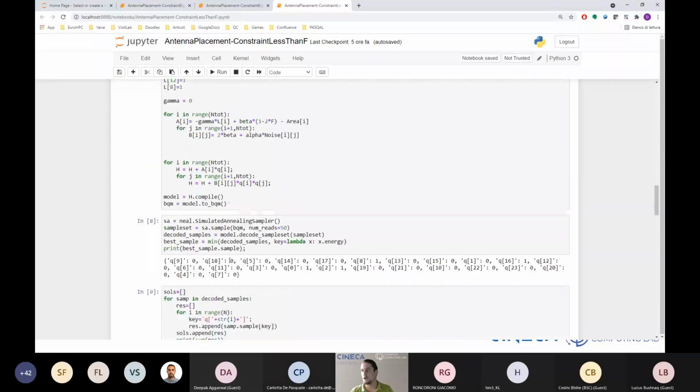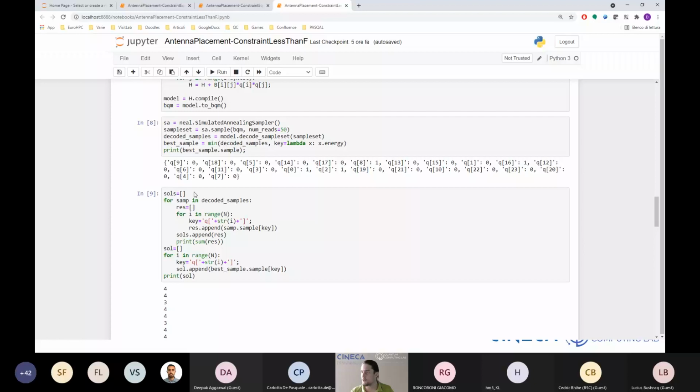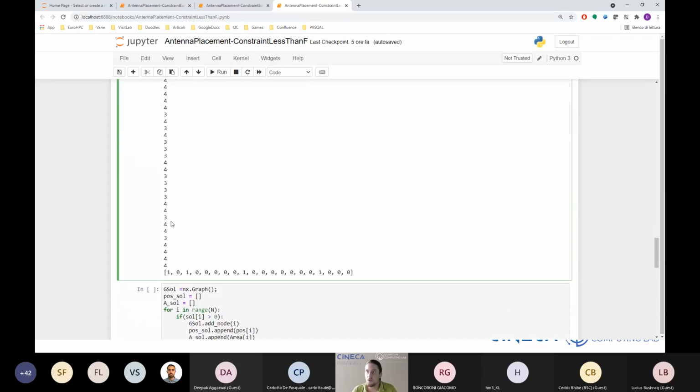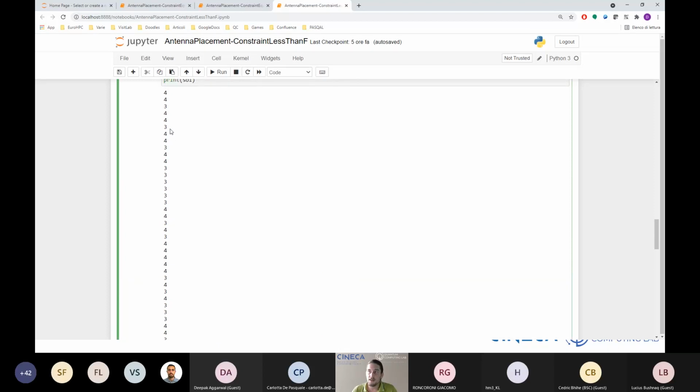If we look at all the solutions that I found, here I'm looking at all the decoded samples, not only the best sample. For all the decoded samples, I can print the sum of the solution. This part of the solution is only for the first n antennas, so now I'm forgetting about the ghost qubits. In this way, I can print the sum of the solution, that is the number of antennas that are used. And you can see here that the number, we have 50, is always less or equal 4. So the constraint has worked.